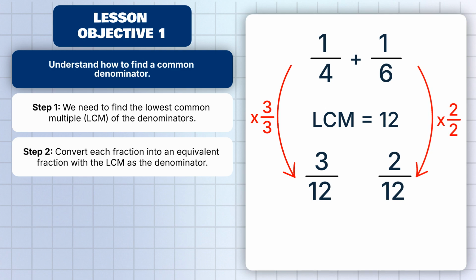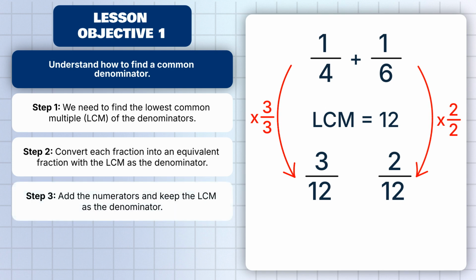You can see how in both of these cases what we are multiplying by is actually just 1, and so the value of the fractions doesn't change. Finally, we can add the numerators. Simply add the numerators of the converted fractions and keep the lowest common multiple as the common denominator. In our example, 3 plus 2 equals 5, and therefore the answer to 1/4 plus 1/6 is 5/12.